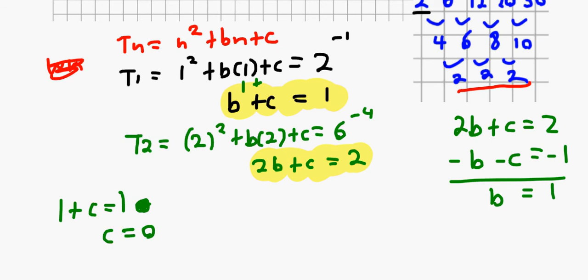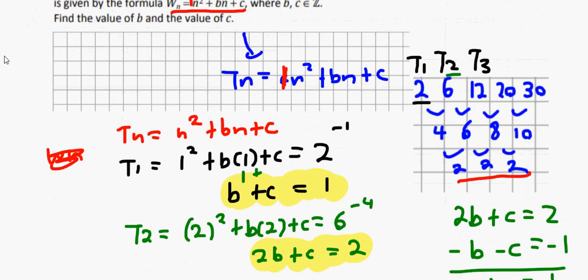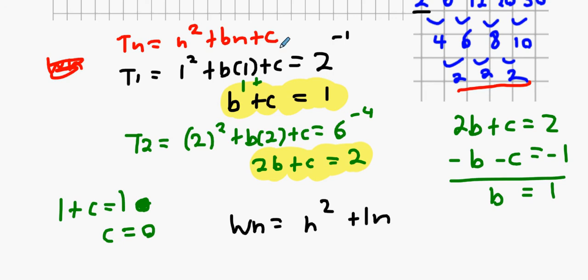So what's your equation then? They said Tn, didn't they? So it's n squared plus 1n, and no C value. You're done. Alright, what happens after that then? It just says it wants the value of B and the value of C. Alright, what's after that? Didn't ask anything else, did I?